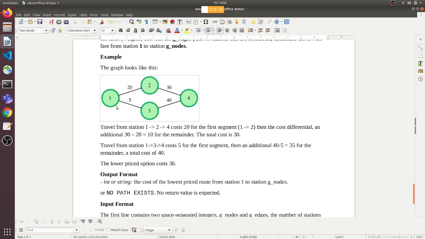So for this example graph, we need to go from 1 to 4. If we travel from station 1, then 2, then 4, it costs 20 for the first segment, which is 1 to 2, right? And then the cost is the differential, which is 30 minus 20, 10. So the total cost is 30.